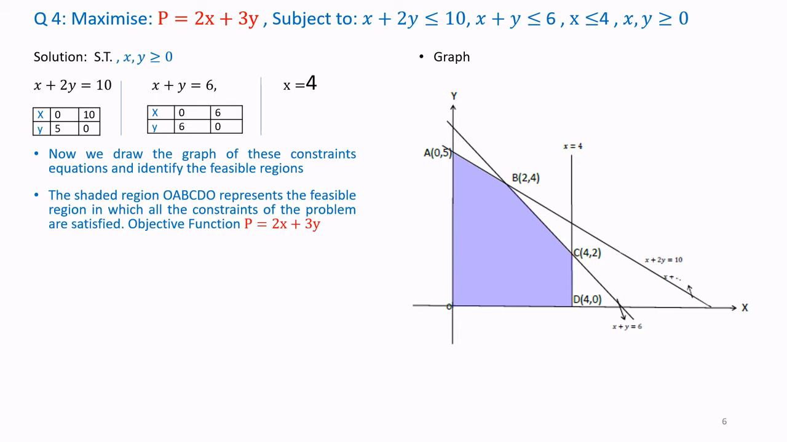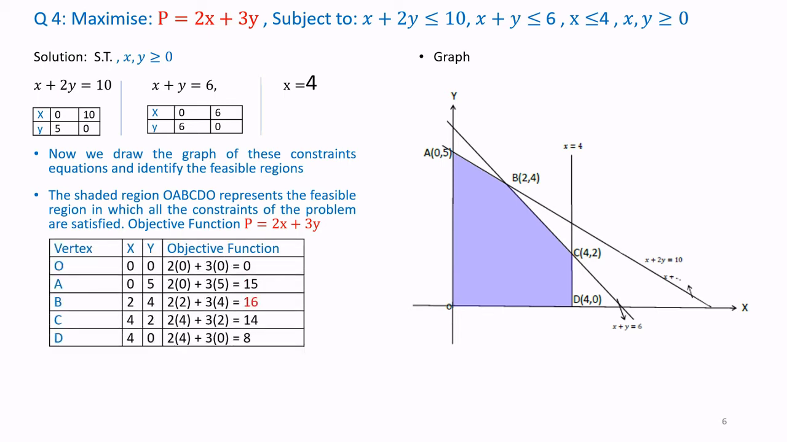problem are satisfied. Hence, for the objective function, we will go to the objective function P is equal to 2x plus 3y and form a table. The table is shown here. The table has the vertices O, A, B, C, D in the first column, then the x coordinate in the second column, the y coordinate in the third column, and the objective function in the fourth column.